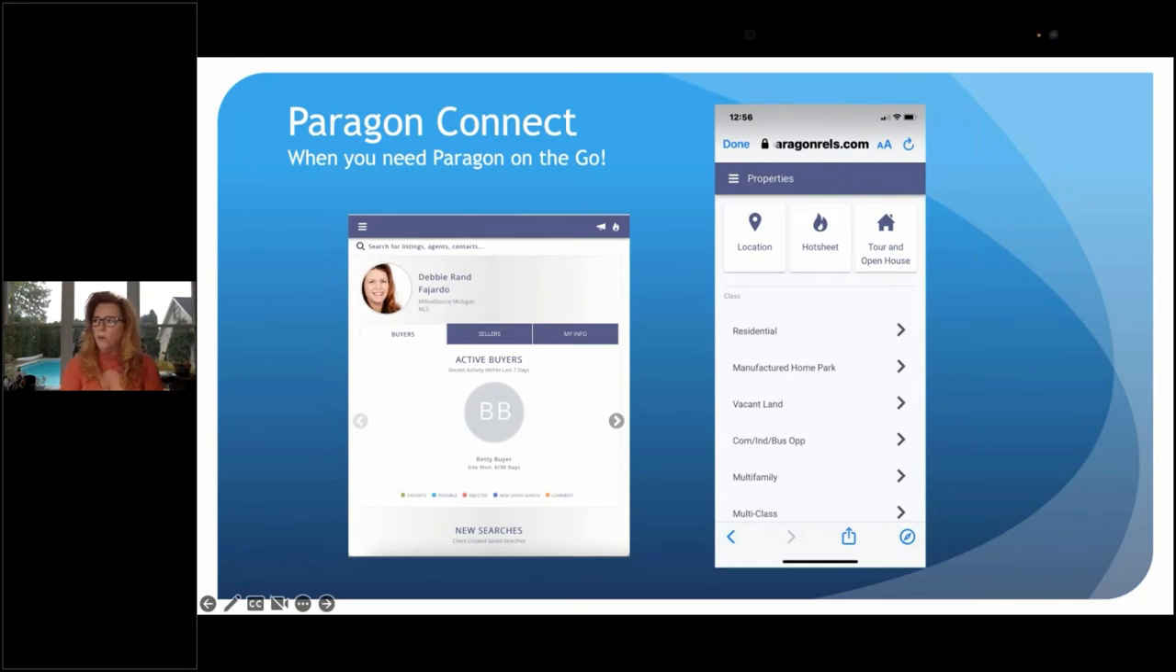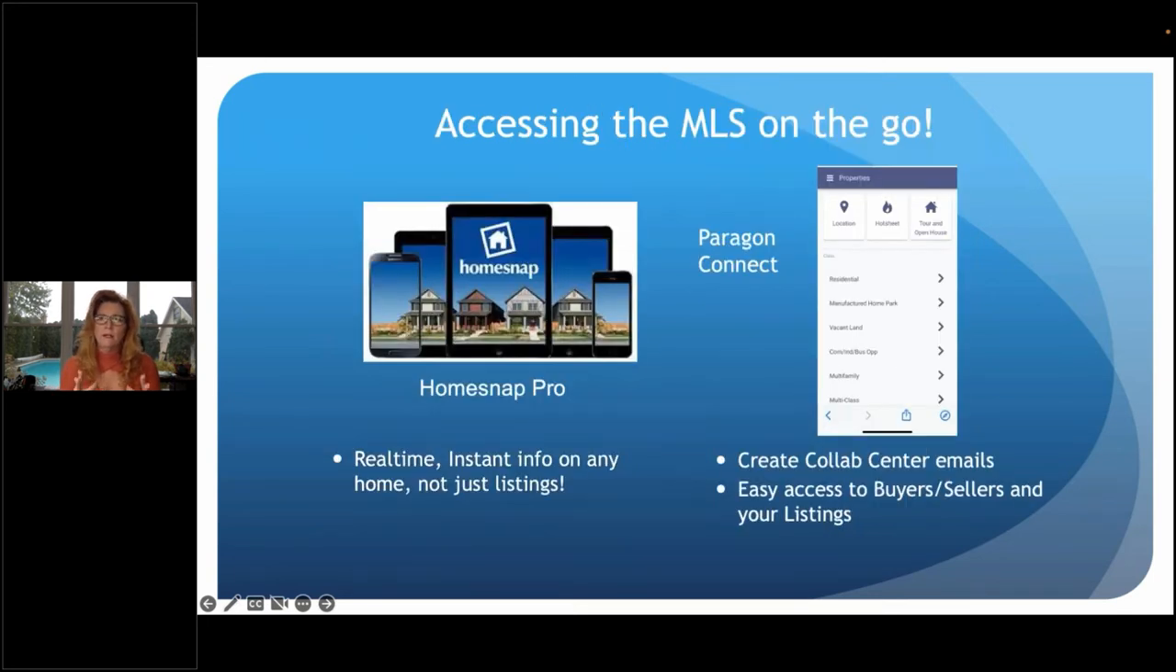Okay, so you have the one handout, it's the Paragon Connect. It is everything about the product, even things like listing entry. We have not turned on the listing entry piece. We were one of the last people to jump on board with Paragon Connect since we have HomeSnap. HomeSnap is going to be the one. HomeSnap Pro is accessing the MLS on the go.